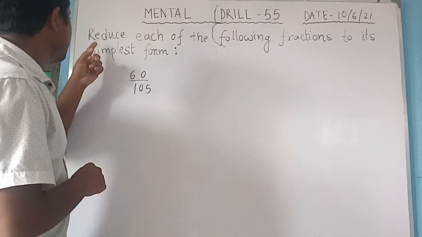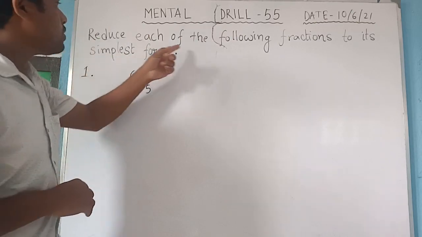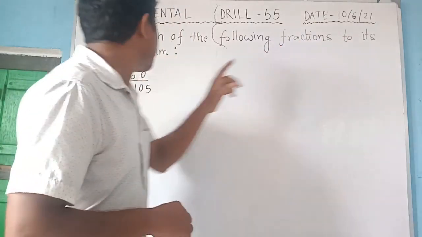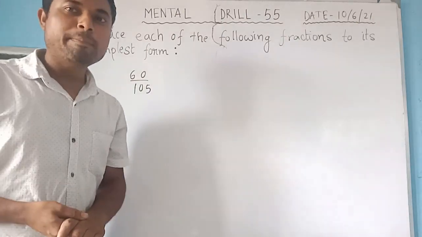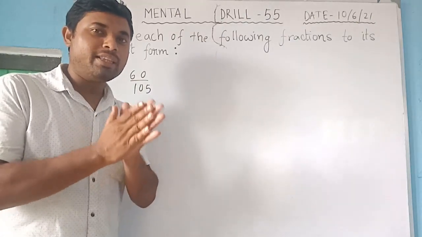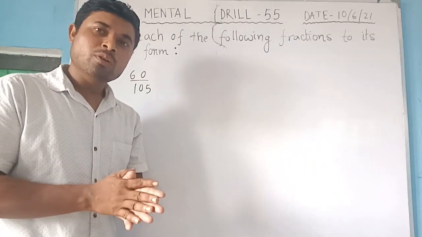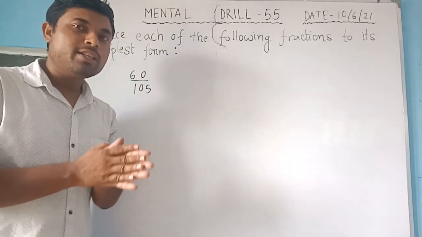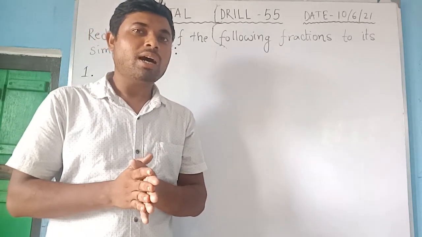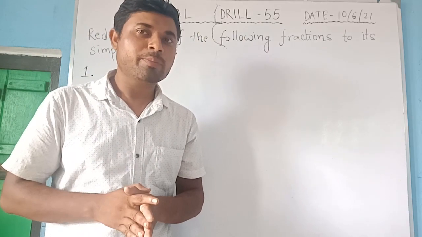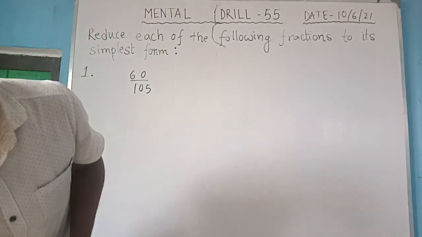So what is the instruction? Reduce each of the following fractions to its simplest form. Simplest form means you have to write the numerator and denominator such that there is no common factor other than one of the numerator and denominator. There is no common factor.